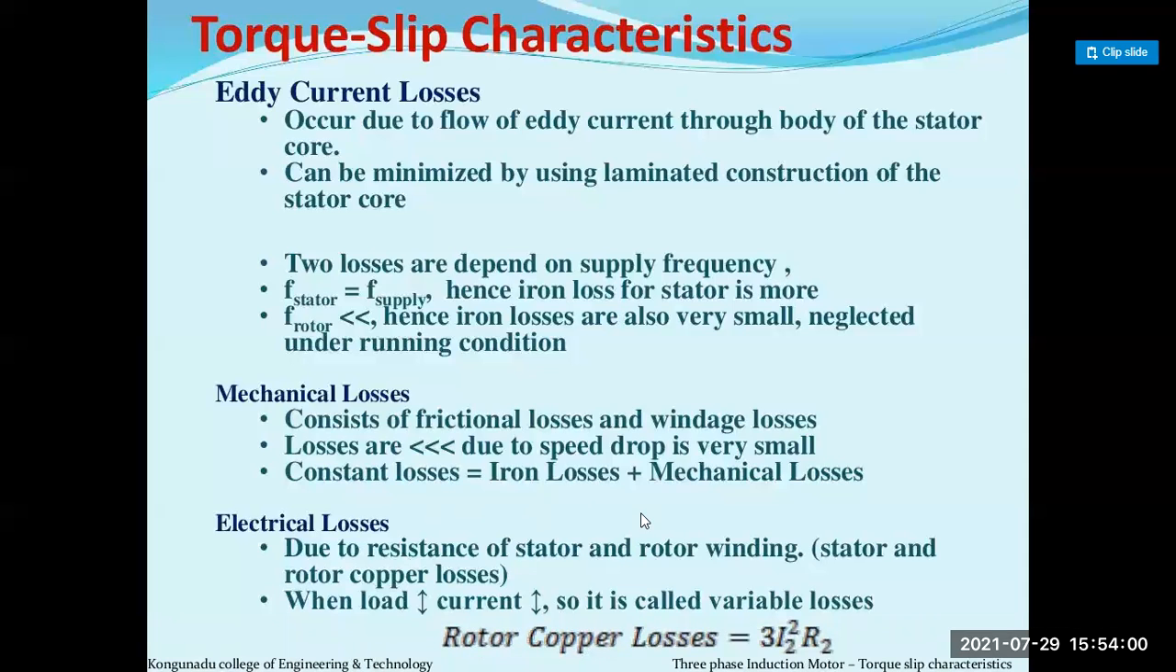You can see in the below part, it is written rotor copper losses equal to 3 I2 square R2. I2 represents the rotor current and R2 represents your rotor resistance, and 3 represents your three-phase induction motor. If you have a single-phase induction motor, you can ignore the numerical three and just write I2 square R2. But for the three-phase induction motor, the three will be included, and as we are dealing with rotor copper losses, the current will be I2 and the resistance will be R2. Similarly, for the stator copper loss, the value will be 3 I1 square R1. Stator copper loss, 3 I1 square R1.